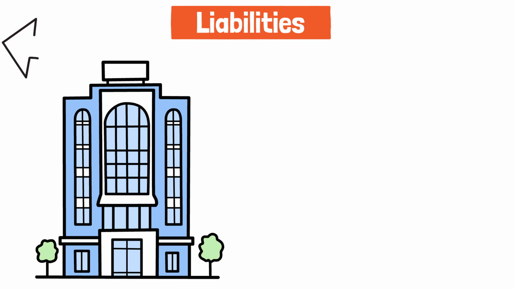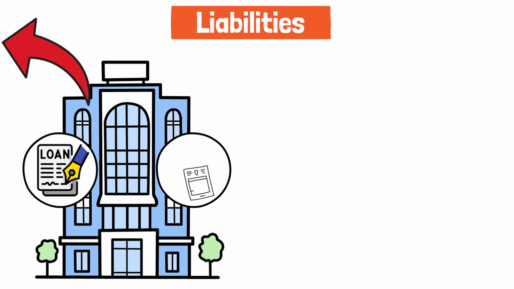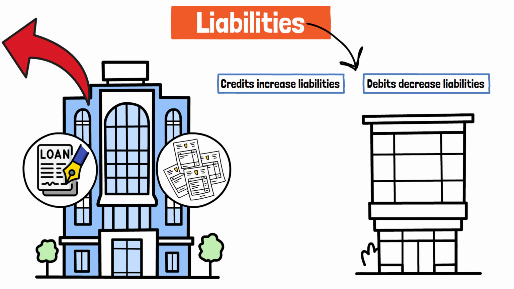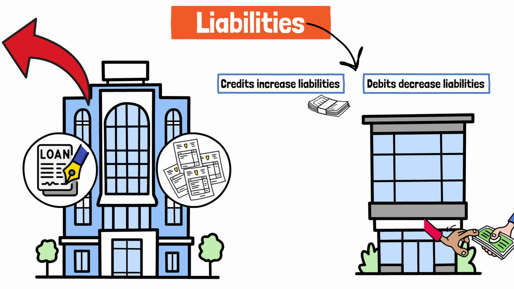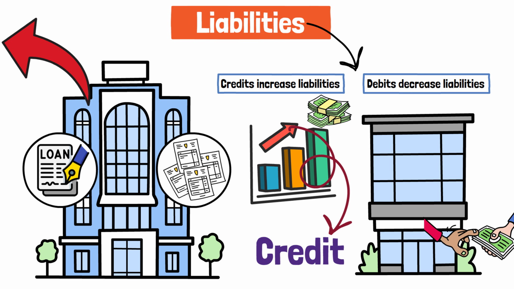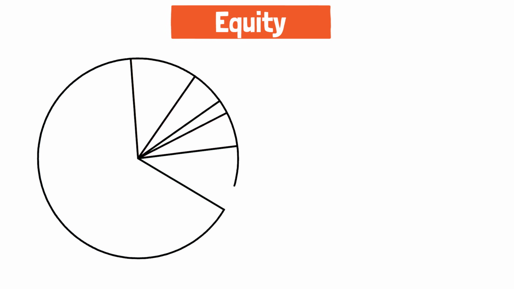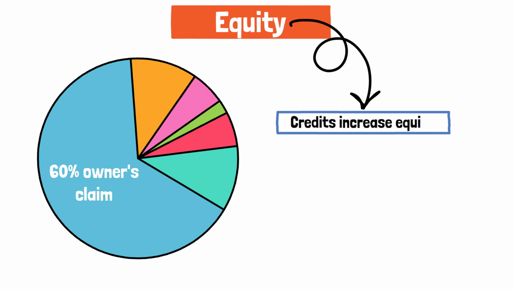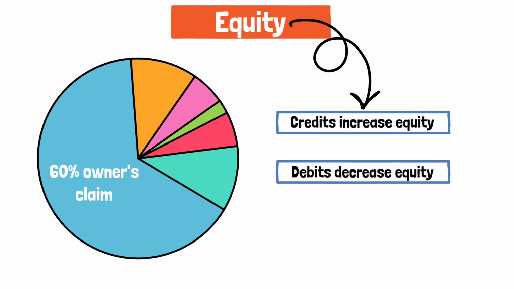Next, liabilities. These are things that the business owes, like loans or accounts payable. For liabilities, credits increase liabilities. Debits decrease liabilities. So if a business takes out a loan, the loan balance increases with a credit. Now let's talk about equity, which represents the owner's claim on the business. Equity behaves the same way as liabilities. Credits increase equity, debits decrease equity.